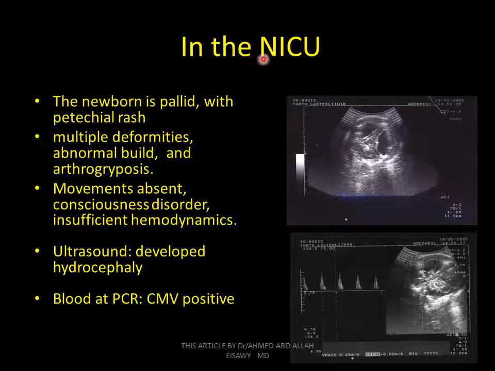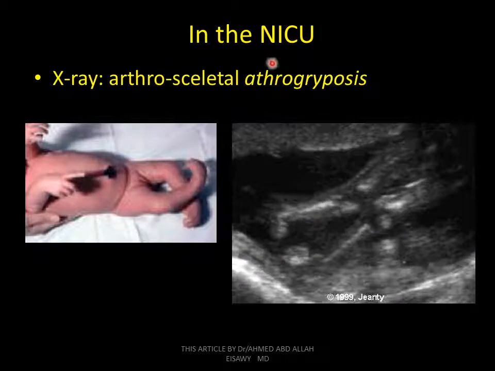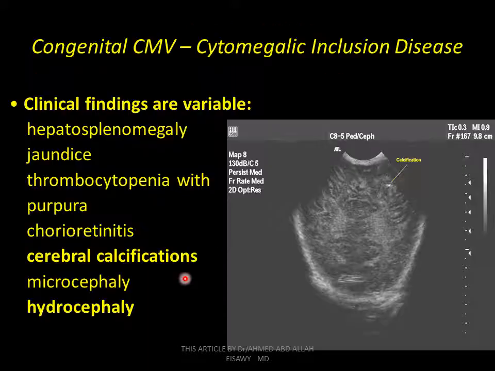In the ICU, the newborn has palate with petechial rash, multiple deformities, abnormal palate and arthrogryposis, absent movements, consciousness disorders, insufficient hemodynamics. Ultrasound followed hydrocephaly, blood PCR cytomegalovirus positive. In the ICU, X-ray shows arthrogryposis. This is a case of cytomegalovirus infection. Congenital cytomegalovirus, cytomegalic inclusion disease.